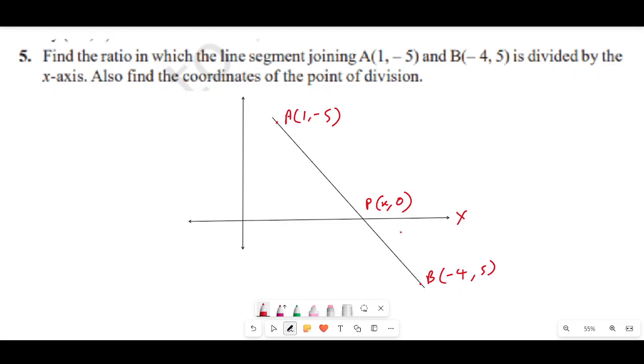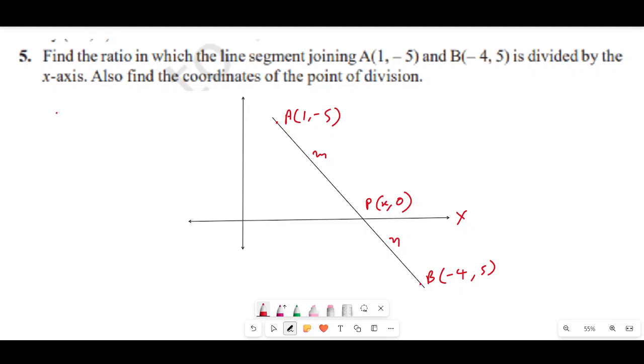Then with the help of the y coordinate, we will be able to find out the ratio between A and B if P divides this. We can find out the value of m and n. Then we will use this to find out the value of x. That is the way.